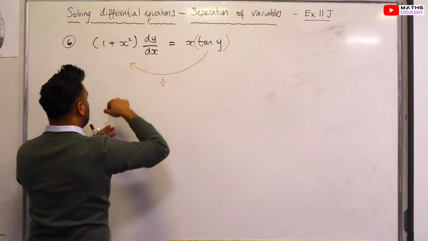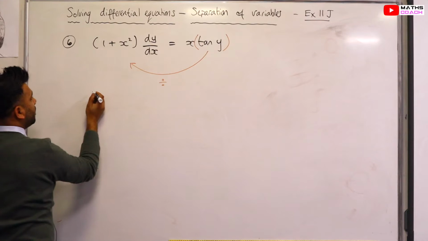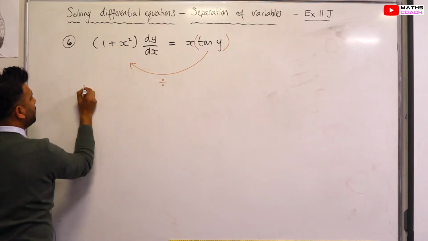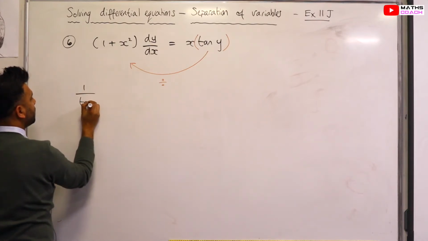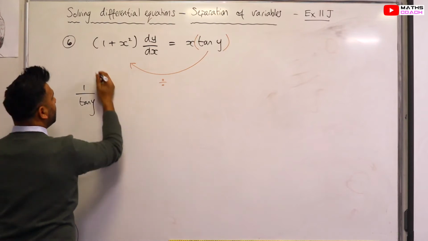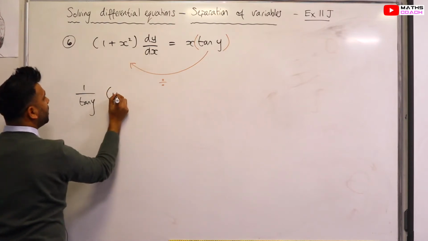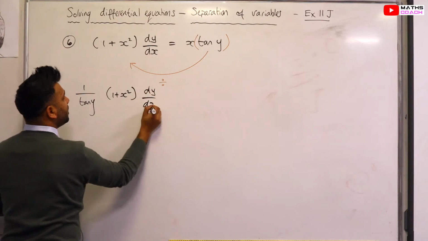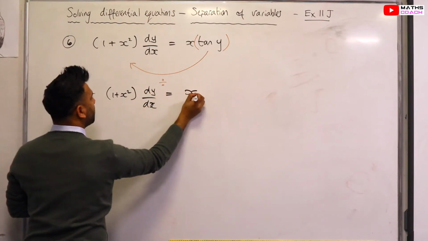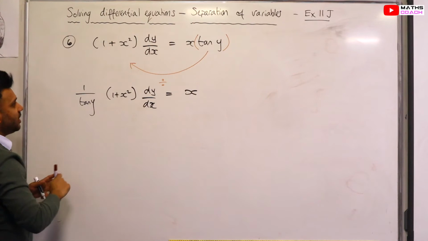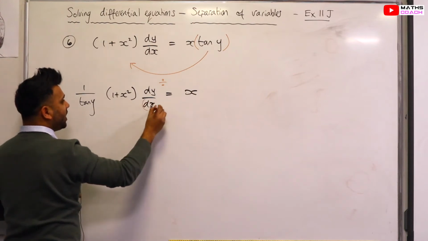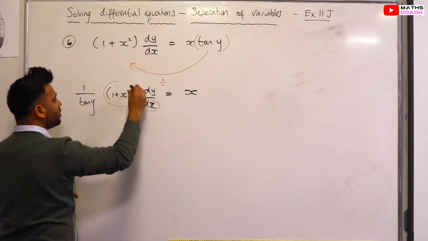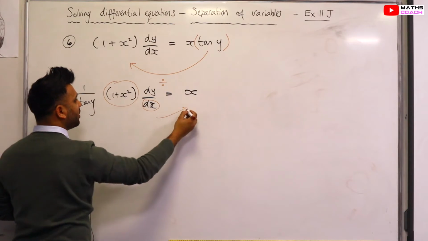So if we move the tan y to the left hand side, by dividing by tan y or multiplying by 1 over tan y, we will have 1 plus x squared multiplied by dy dx equals x. So we've just done this bit here. Now we have to move the dx as well as this bracket across to the other side.